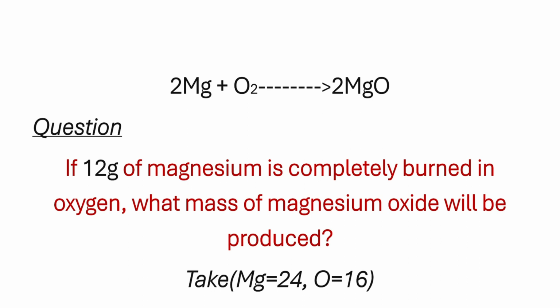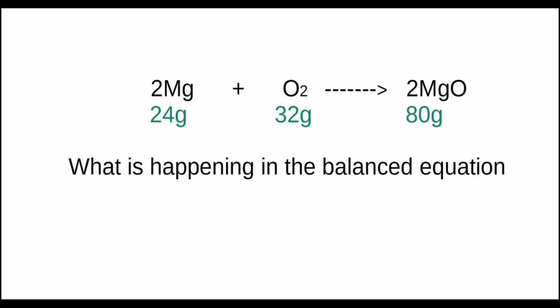So we'll go straight to calculate the molar mass of magnesium involved in the balanced equation and also that of magnesium oxide. You can see that we also calculated the molar mass of oxygen, although we will not need it in this question.